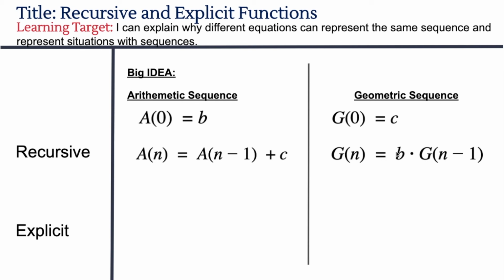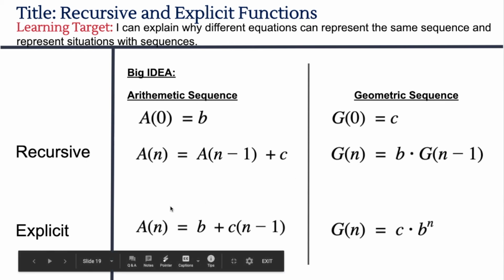Now for explicit, we have these functions. Notice they don't start with a of 0 or a of 1 or g of 0 or g of 1. They don't need that. They're good on their own. Okay. Also notice that this is in the form of y equals mx plus b, where c is the slope and b is the y-intercept.